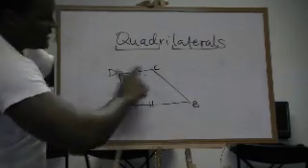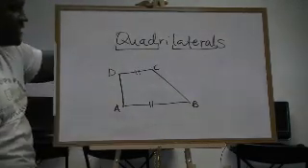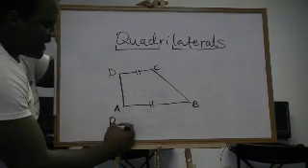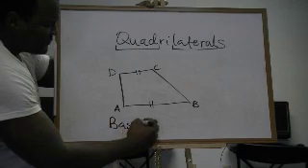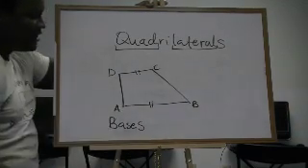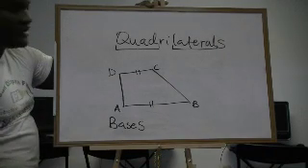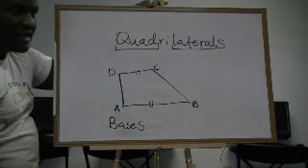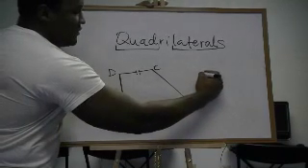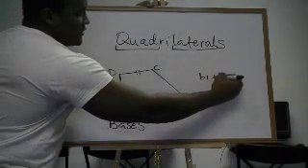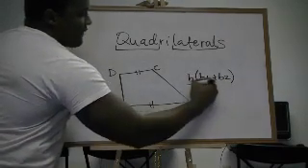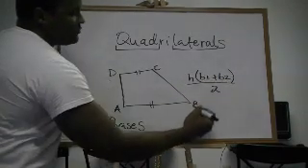AB and DC are the parallel sides. So those are the sides that will constitute our bases. The bases are AB and DC. Now, the formula for the area of a trapezoid is base 1 plus base 2 times the height divided by 2.